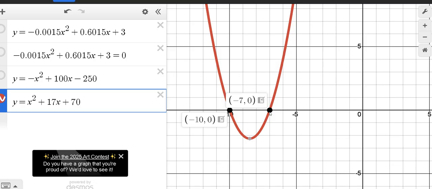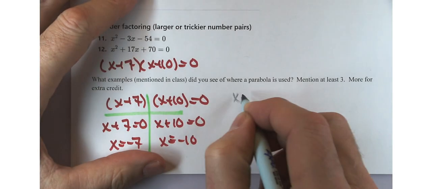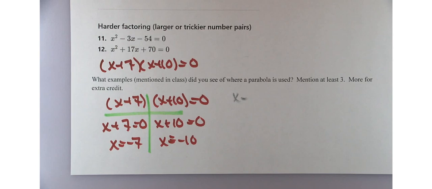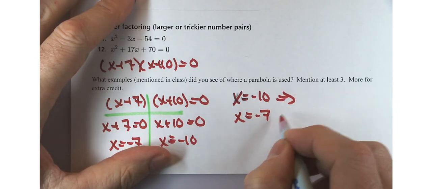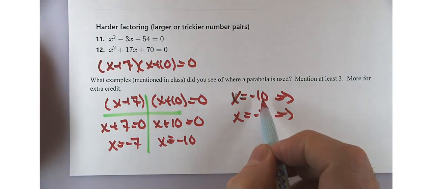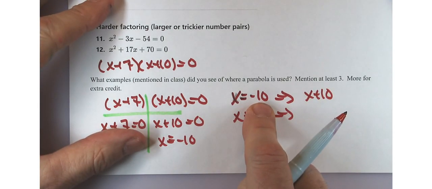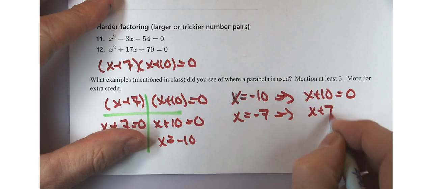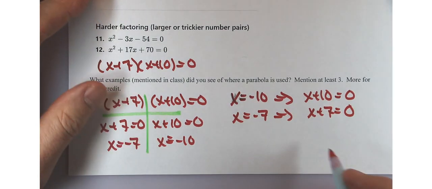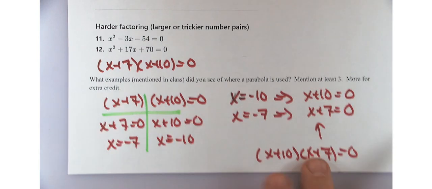If you started out with the graph and said, hey, I know I've got solutions at x equals negative 10 and x equals negative 7, then I can rewrite each of these by adding 10 to both sides. If I add 10 to this, I get x plus 10. What do I get if I add 10 to negative 10? 0. If I add 7 here, I get x plus 7 equals 0. So in other words, that's my factorization: x plus 10 times x plus 7.